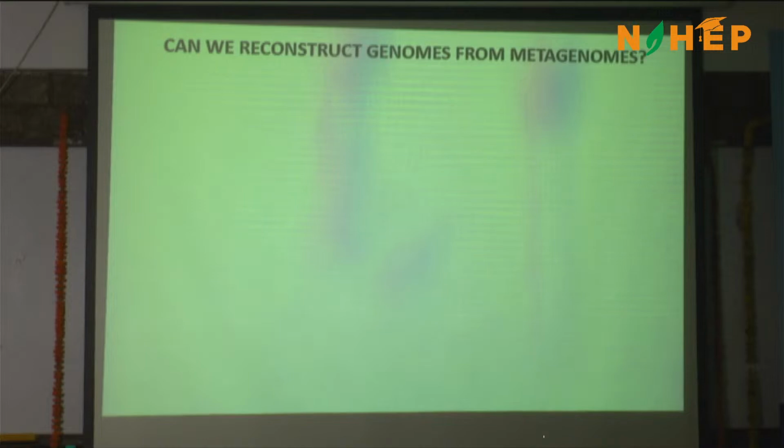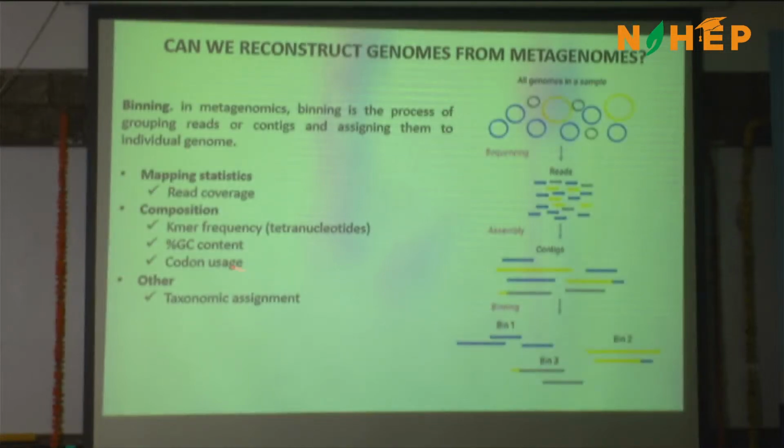Okay, so as I was saying, we all know what k-mers are. So here we are looking at k-mer frequency, and to do that, we use tetranucleotides. So basically we create overlapping fragments of 4 nucleotides, and then we find patterns that are specific for every species. We can also look at genome content, codon usage, and others, for example, taxonomic assignment.